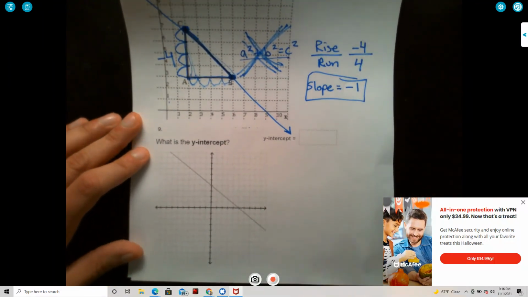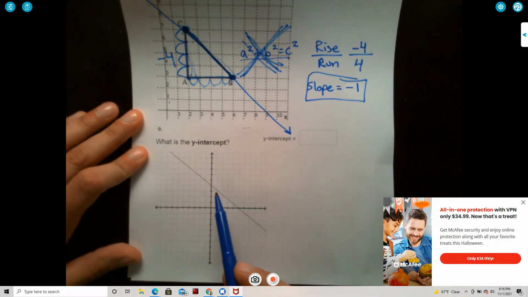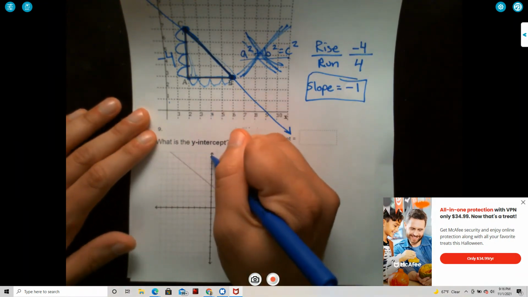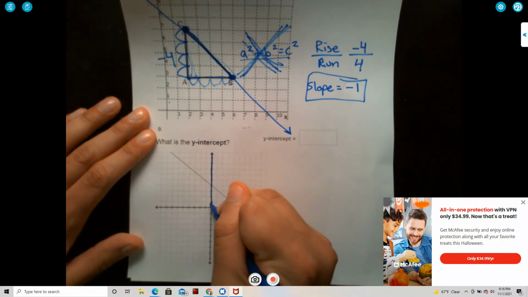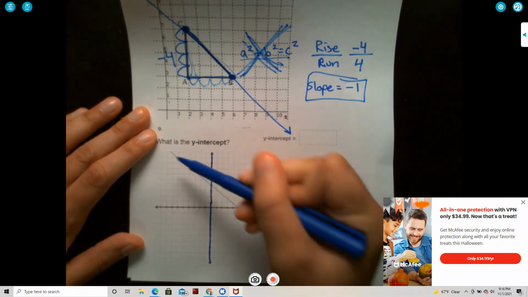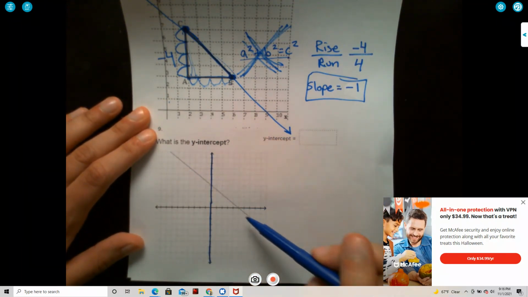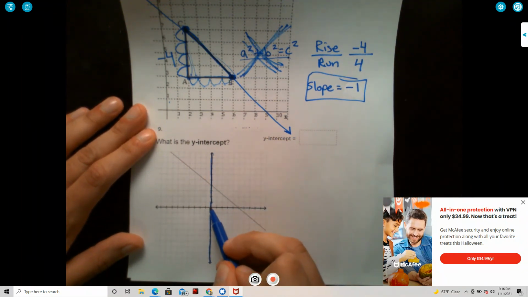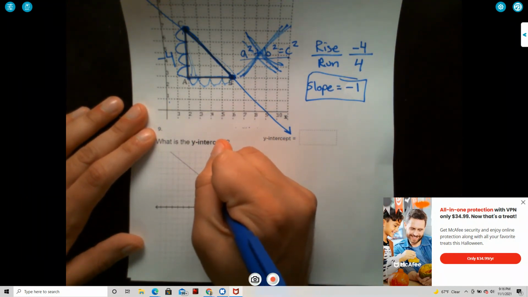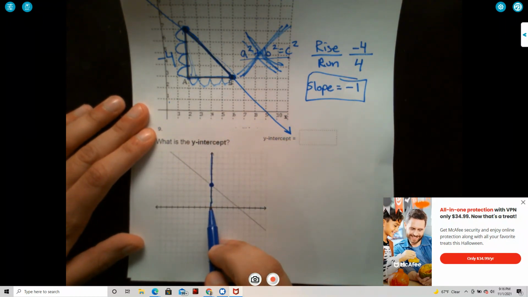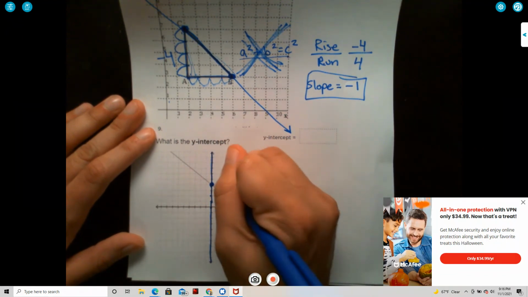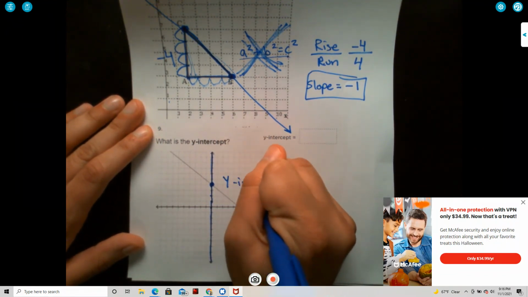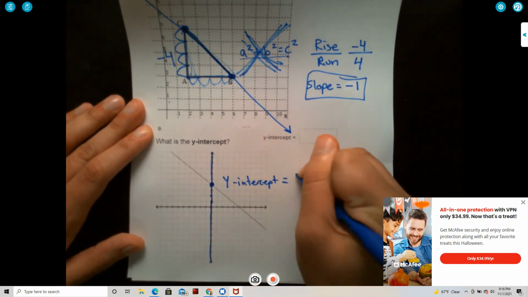So very easy. We just did this. All you're going to do is look at the y-axis and look at the line that's given to you and see where it intersects this line right here. So starting from the origin, it intersects right here. So from 0, we go 1, 2, 3, 4. It goes up 4. So your y-intercept is equal to simply 4.